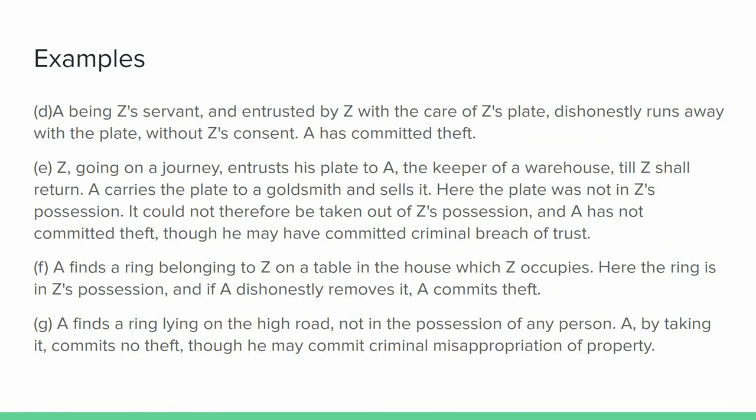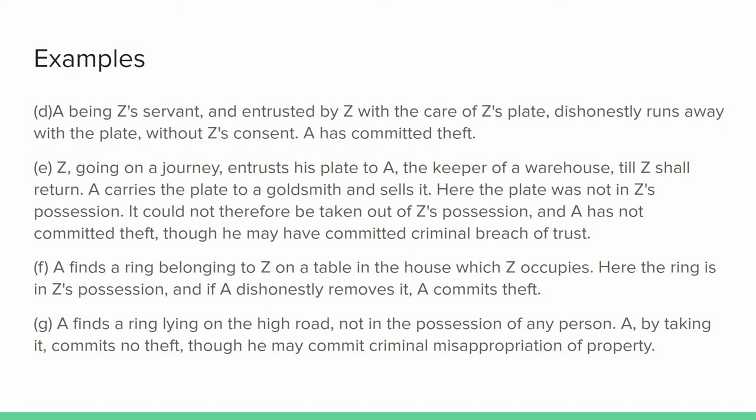Fourth example, A being Z's servant. A is the servant of Z and entrusted by Z with the care of Z's plate. A runs away dishonestly with the plates. Without Z's consent, A has committed theft. It can be plate or laptop, anything, any movable property.